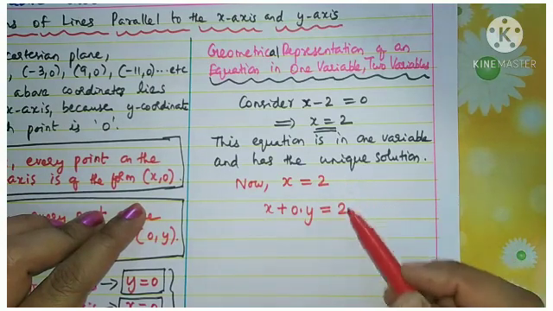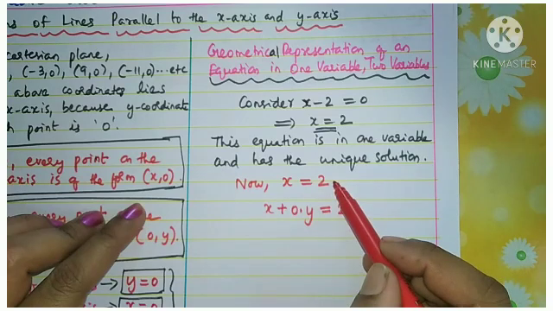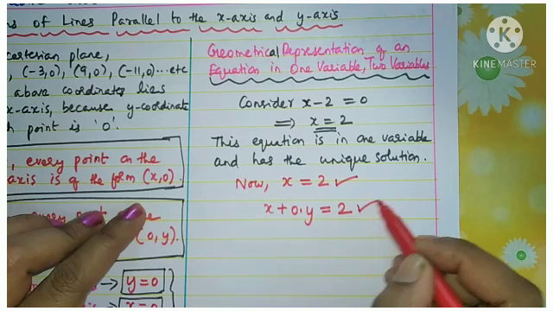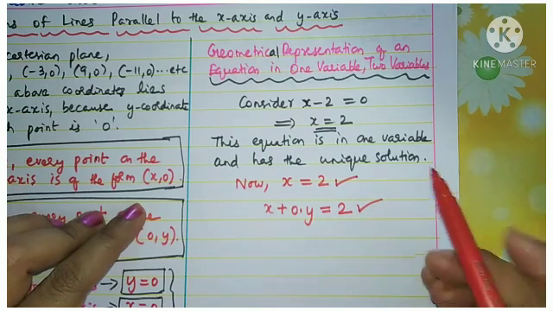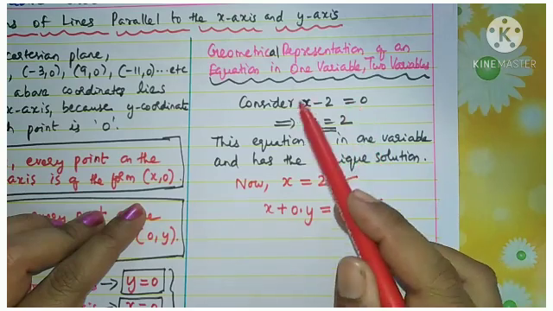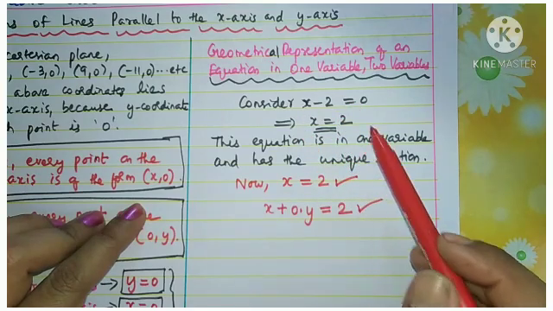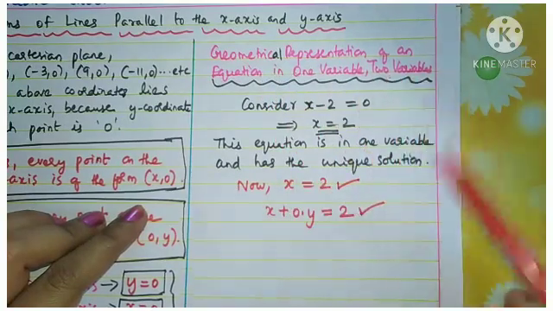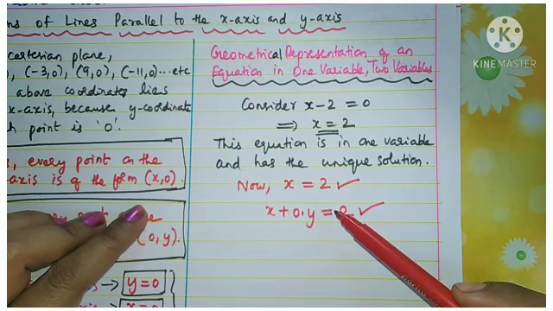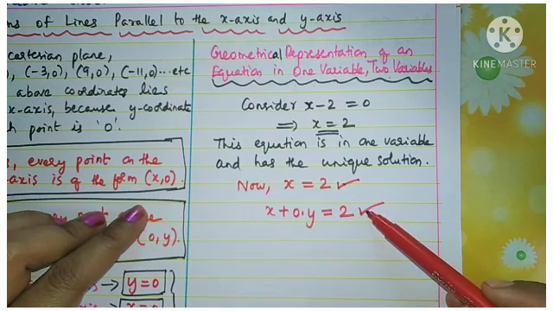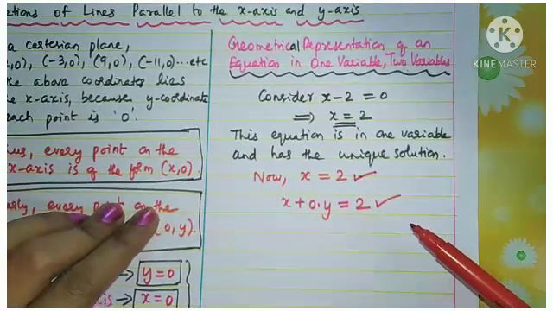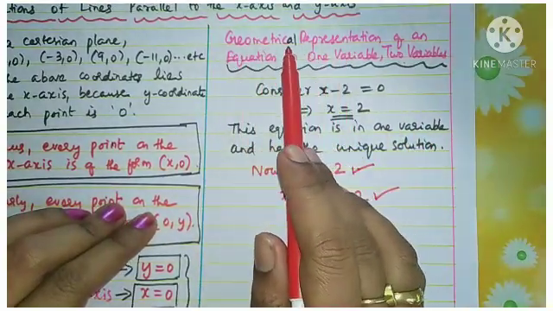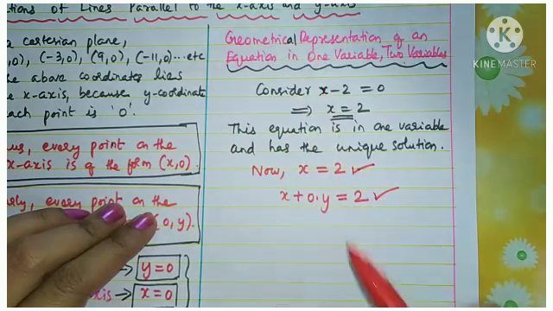So what do you understand from this? This is the equation in one variable and this is the same equation in two variables. We know that a linear equation in one variable has a unique solution, but if you want to represent that equation in two variables, this is the way to write it. Now we are going to study geometrical representation, how we can draw the graph for one variable and two variables.